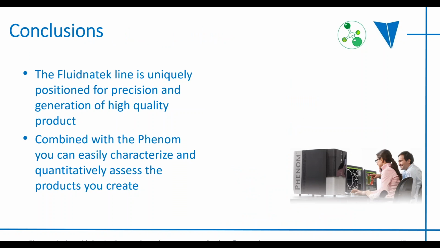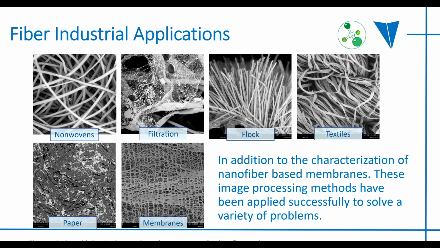In addition to the electrospinning equipment specifically, it's important to note that basically all of the image processing information that I showed, along with the SEM, can be adapted to a huge variety of industries, ranging from nonwovens to filtration. Again, here's an electrospun nanofiber on top of, in this case, a paper backing, and here the voltage is more carefully optimized to visualize the fibers themselves. You could look at flock fabrics, textiles, paper fibers, membranes.